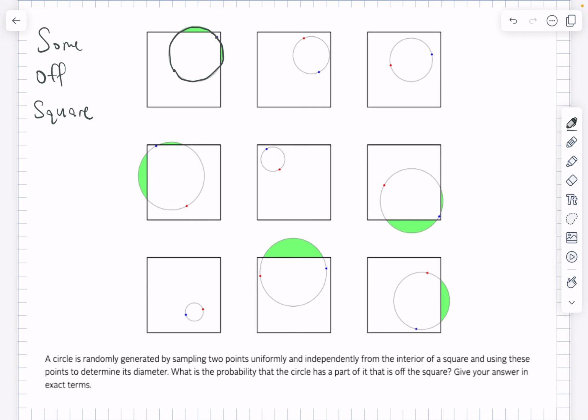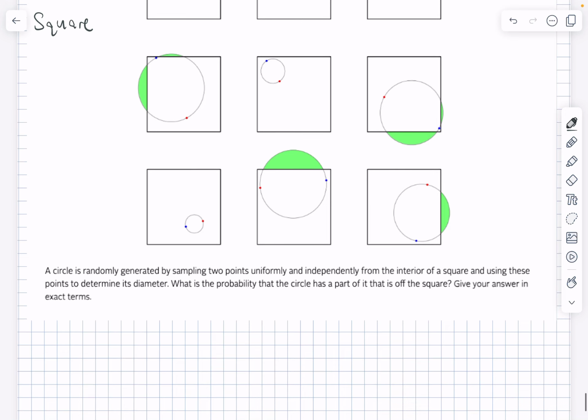We want to determine the probability that the circle has a part of it that is off the square, or outside of the square. In this case, we can see that there are 2 parts of the circle, the top part and the right part, and both of those are off the square. So what's the probability that the circle has a part that's off the square? Give your answer in exact terms. We don't want the answer as a decimal, we want it as an actual number or fraction. So how should we do this?